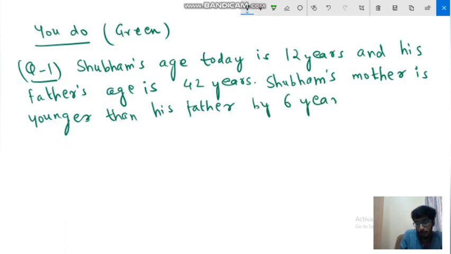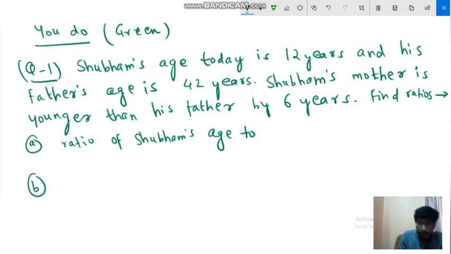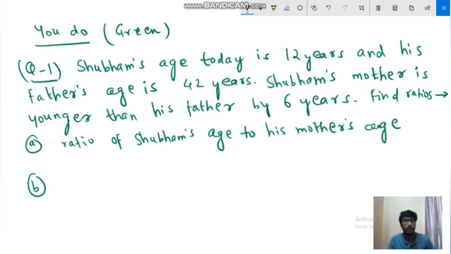That means Shubham's mother is 6 years younger than Shubham's father, that is younger. Now you need to find the following ratios. First is the ratio of Shubham's age to his mother's age today. Sorry for the handwriting. So first you need to find the ratio of Shubham's age to his mother's age.